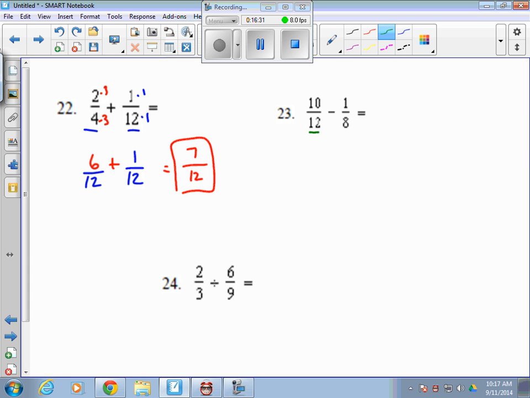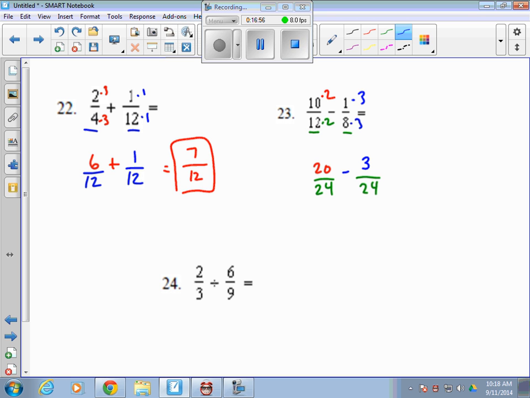12 and 8, the smallest number they both go into is the number 24. So we want to change both of the denominators to the number 24. 12 has to multiply by 2 to become 24, so 10 has to multiply by 2 as well, and it becomes 20 over 24. 8 has to multiply by the number 3 to become 24, so 1 times 3 is going to be 3. Now we have a common denominator.